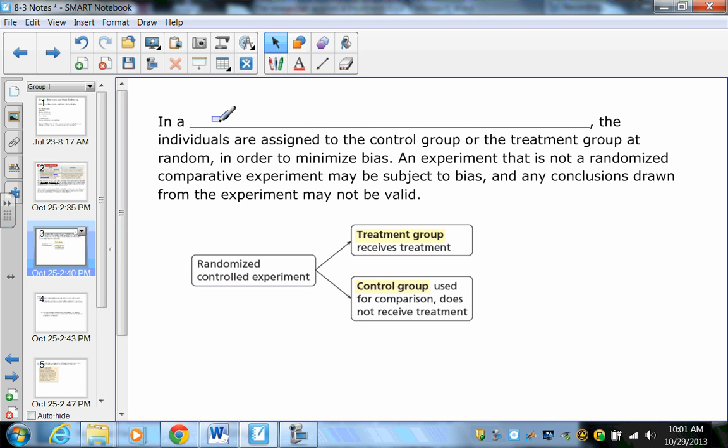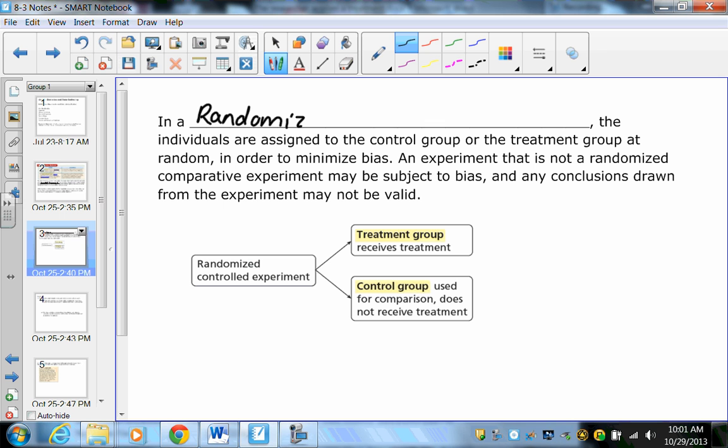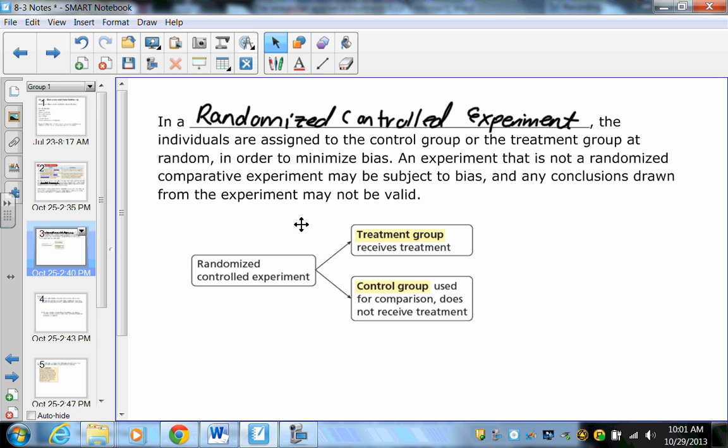In a randomized controlled experiment, the individuals are assigned to the control group or the treatment group at random in order to minimize bias. An experiment that is not a randomized comparative experiment may be subject to bias, and any conclusions drawn from that experiment may not be valid.